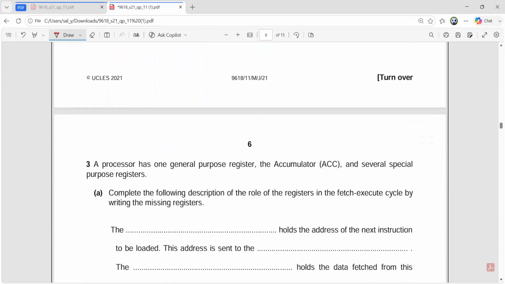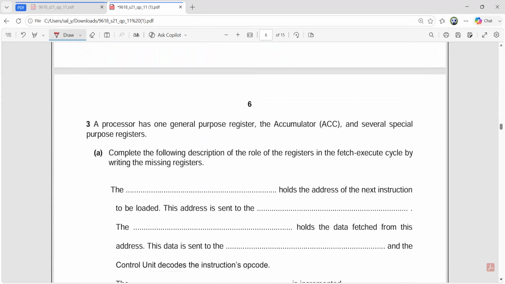Okay, now the next question. Question number 3. A processor has one general purpose register, the accumulator, and several special purpose registers. Part A. Complete the following description of the role of registers in the fetch execute cycle by writing the missing registers. Now you can see the passage. Let's read the passage first, and then we can proceed with answering the blanks here.